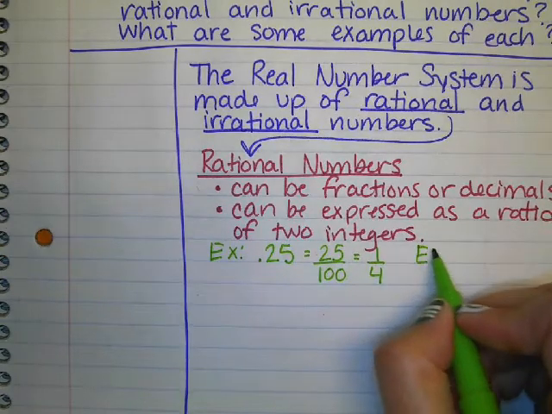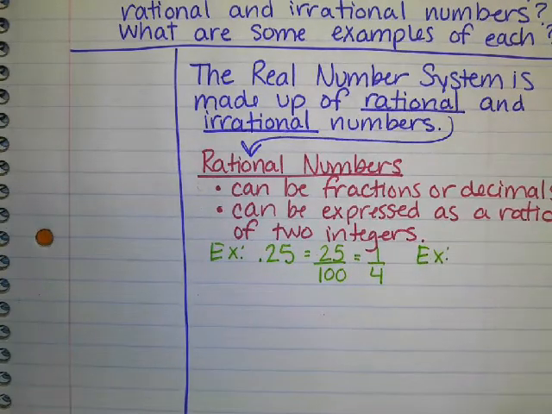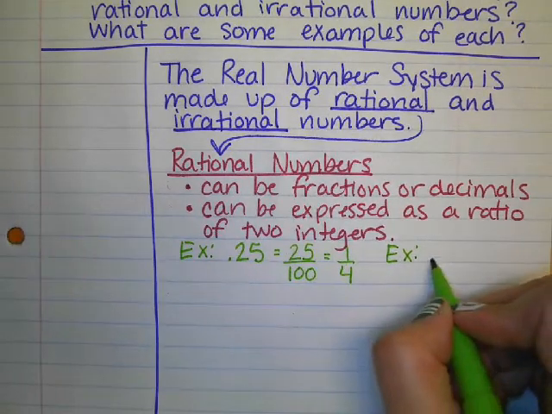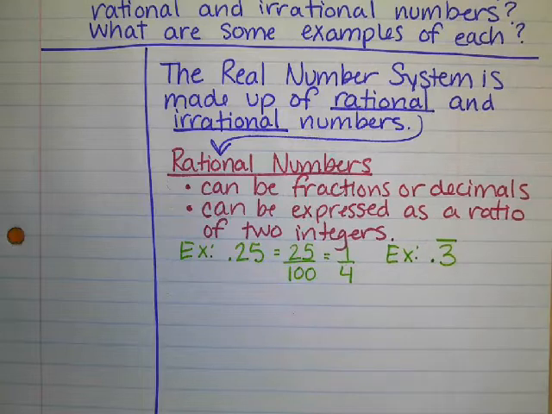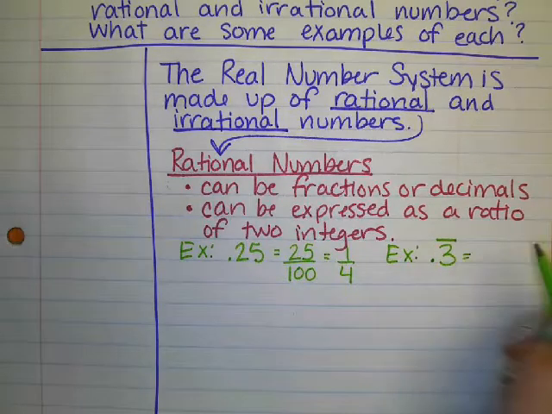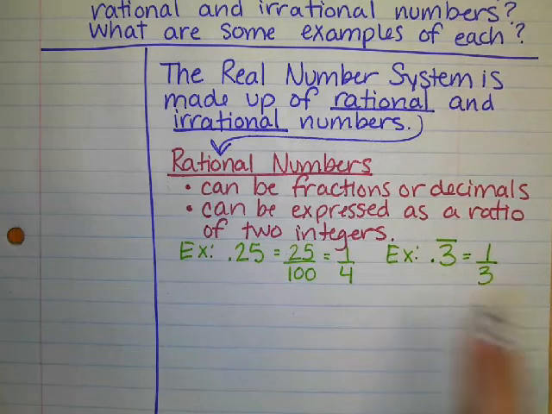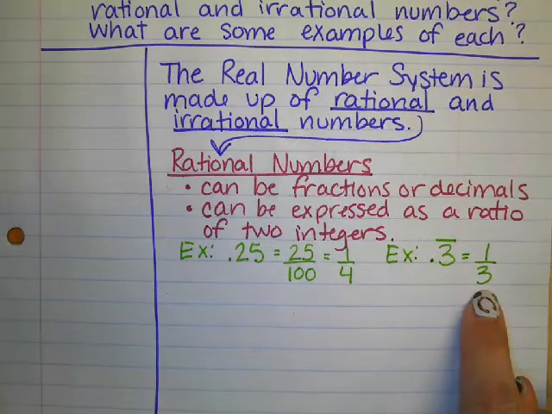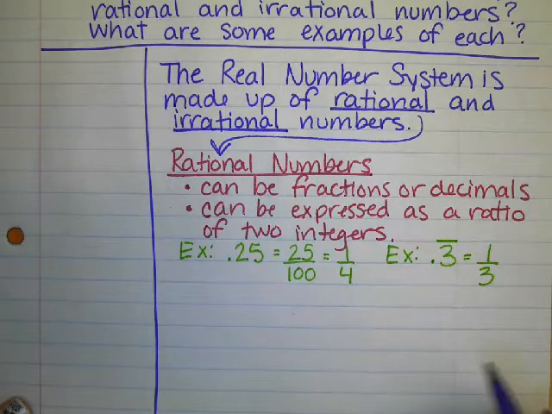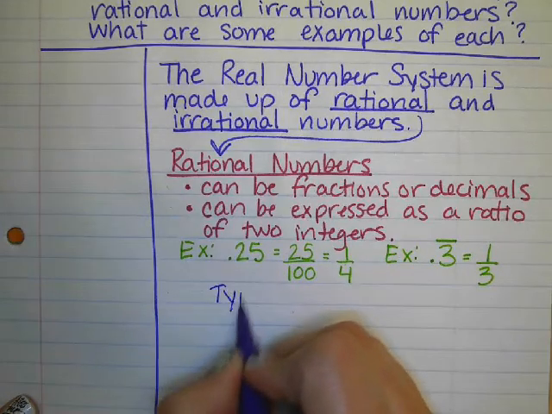Another type of rational number is a repeating decimal. So we have 0.3 repeating with the line over it. And that's the same thing as 1/3. So because that decimal can be changed into a fraction, it is a rational number. So we actually have 4 different types of rational numbers that kind of go under that umbrella. So we have types of rational numbers.